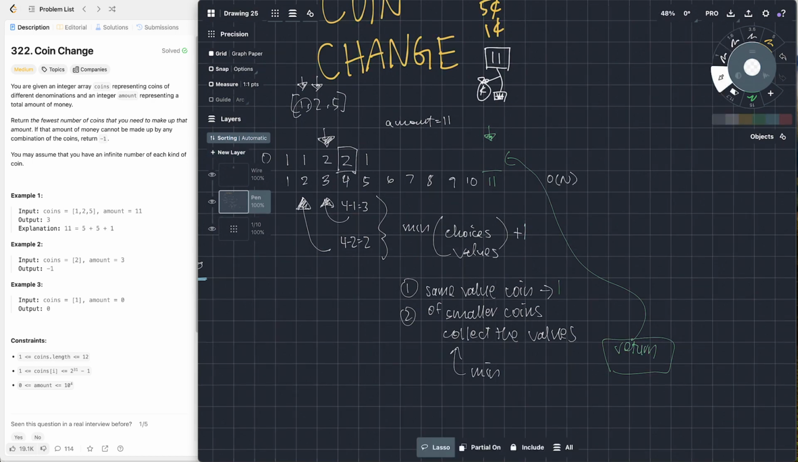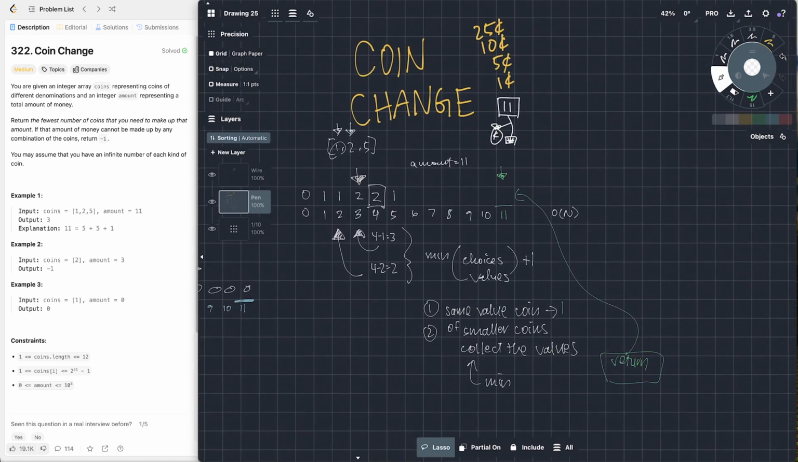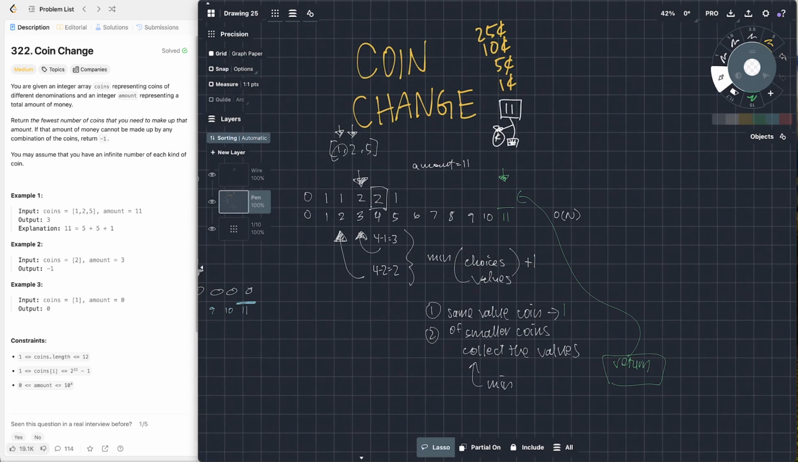Okay? So that is the coin change problem in a nutshell. You can figure out how to write the code for it, but that is the core idea.